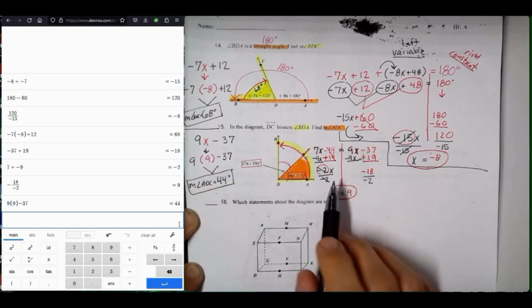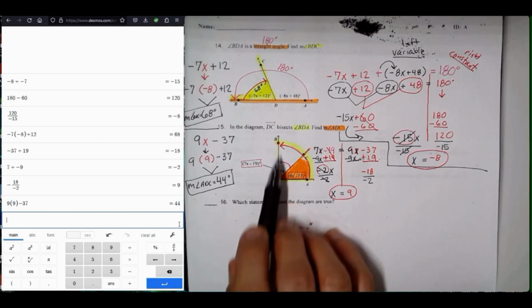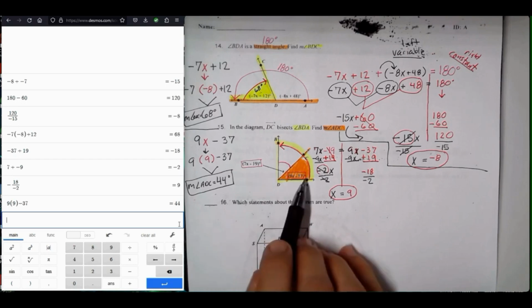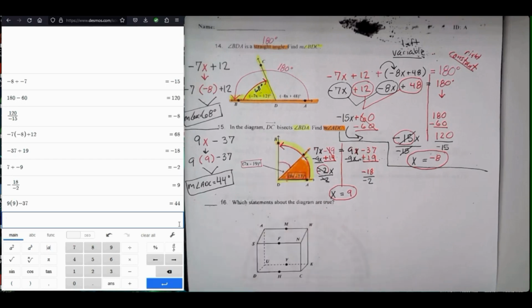And see, good thing we didn't try to do something where we set this to 90, because even though this looks like a 90-degree angle, it's not. If I were to multiply 44 by 2, this angle right here would be 88 degrees. So it was really close to 90, but not quite.